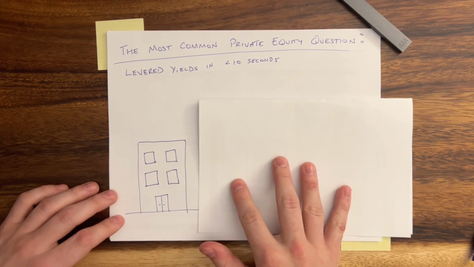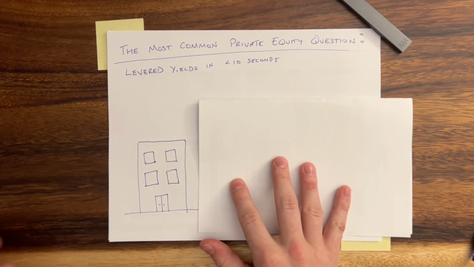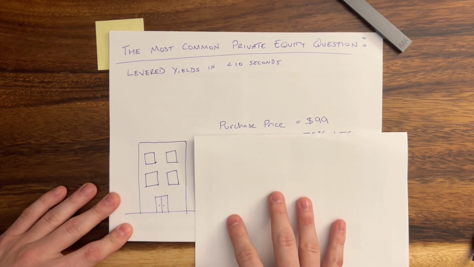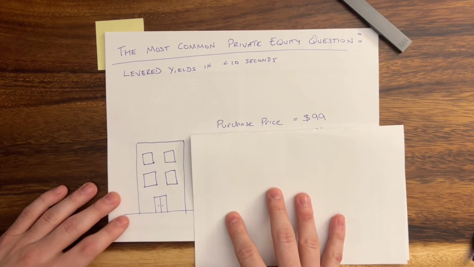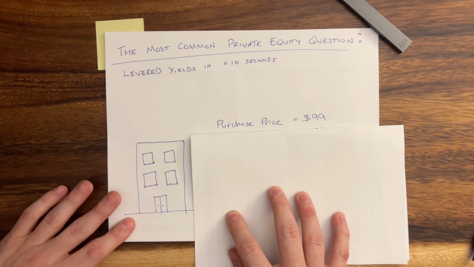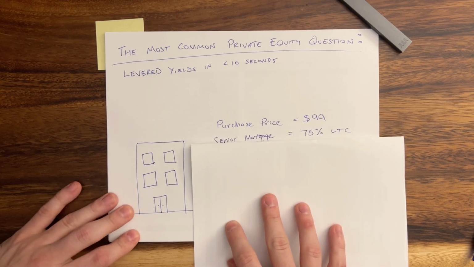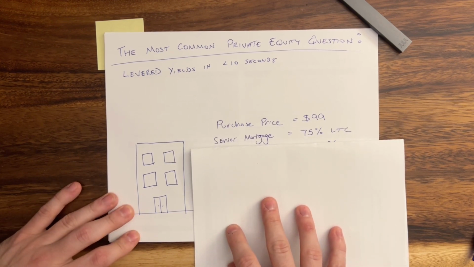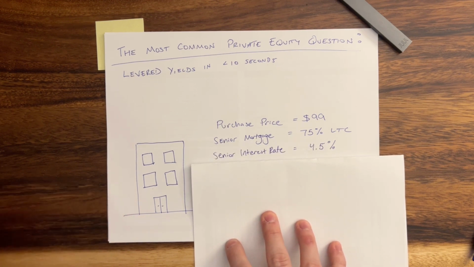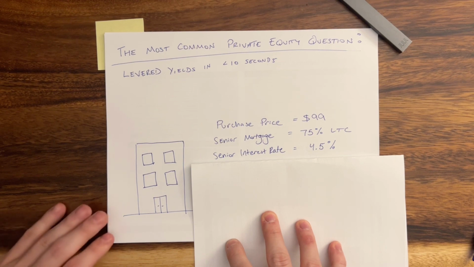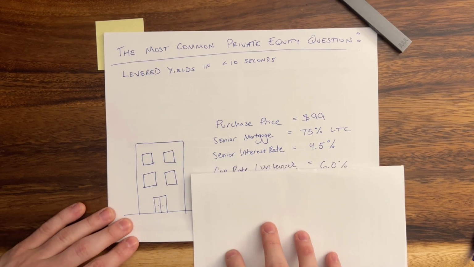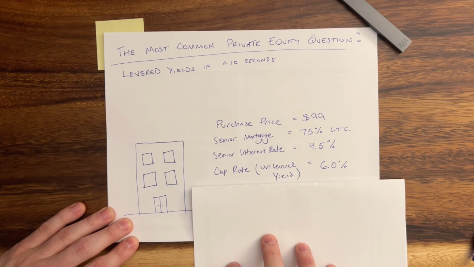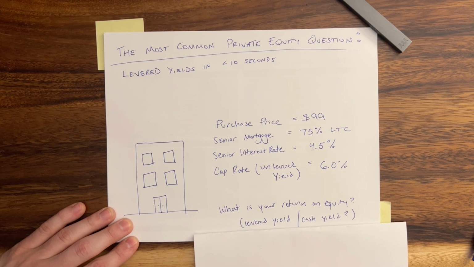So let's imagine you buy a building for $99 and you're going to finance this purchase with debt, let's say a senior loan or mortgage to 75% loan to cost, and a senior interest rate of 4.5%. And let's imagine this building was bought at a cap rate or an unlevered yield of 6%. What is your return on equity?